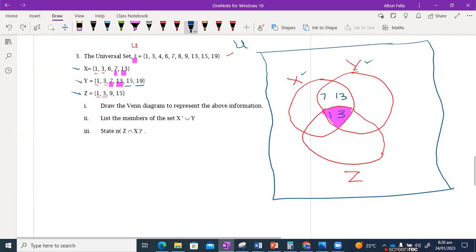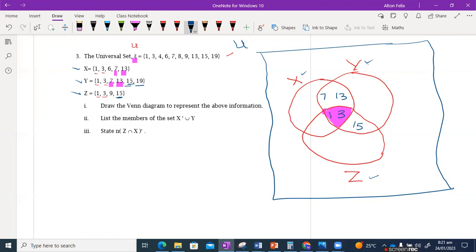Now let's take set Y and set Z. Remember, we're taking two sets now and seeing where the common numbers, if any, exist. So let's go to Y and Z. When you look at Y and Z, you have the number 15 common in both cases. So we can put the number 15 right here. It's common to both Z and Y. So we just dealt with that. Now let's look at X and Z.